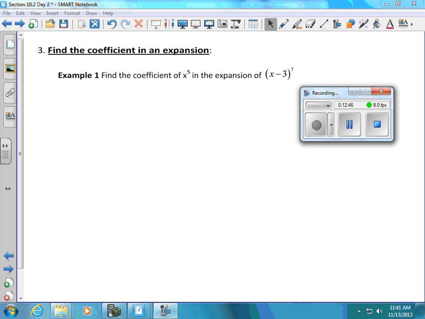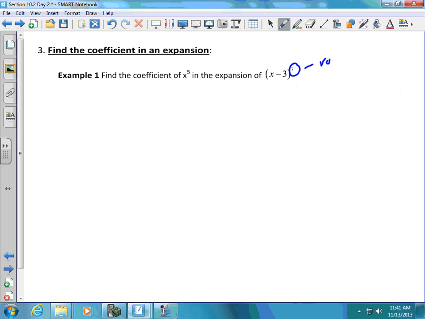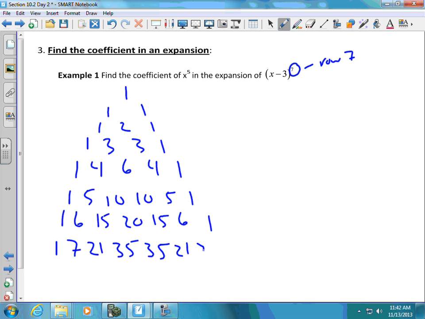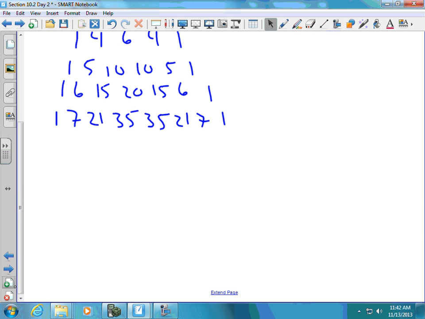But first, we need to determine what row we're in. We're in row 7. So in row 7: 1, 1, 1, 2, 1, 1, 3, 3, 1, 1, 4, 6, 4, 1, 1, 5, 10, 10, 5, 1, 1, 6, 15, 20, 15, 6, 1. And row 7, there's a lot of terms in row 7, aren't there? Okay. 1, 7, 21, 35, 35, 21, 7, and 1. So we're going to expand this using these as our coefficients. You'll see it's not as bad as it looks, I promise.